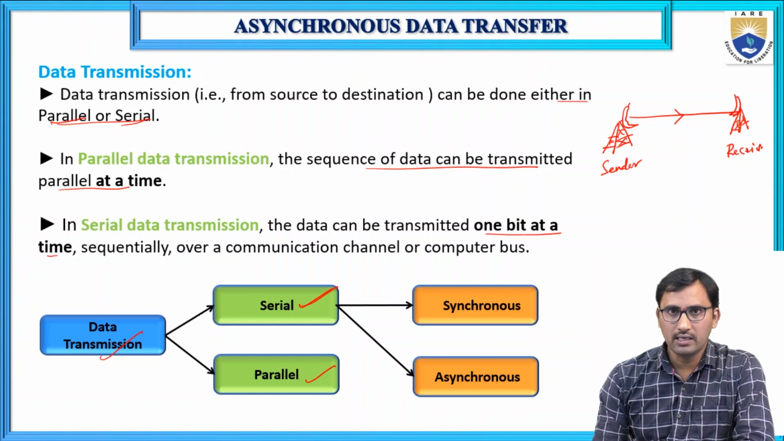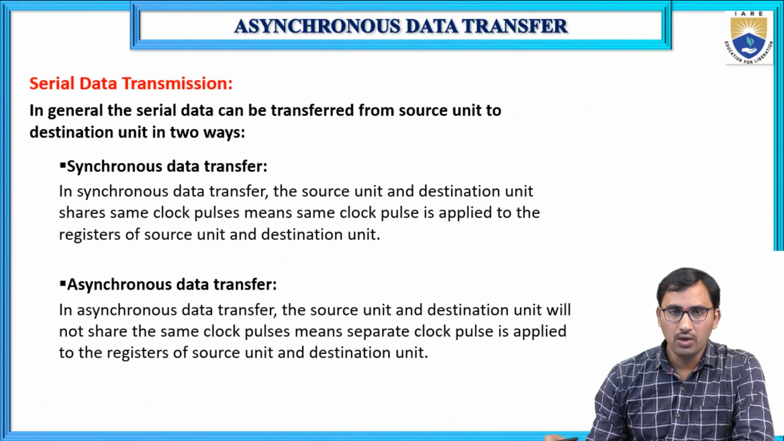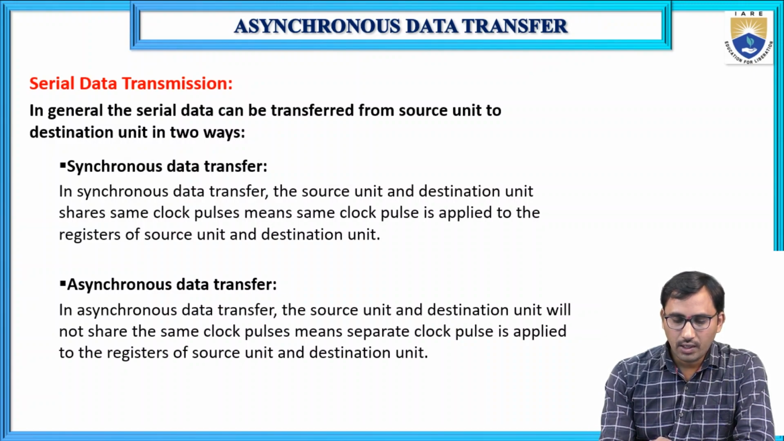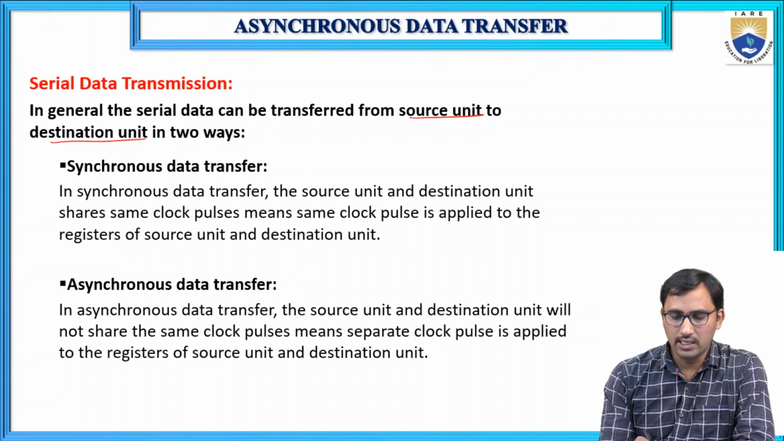And in serial data transmission, again we have two types. First one is synchronous data transmission, and another one is asynchronous data transmission. So let's see what is synchronous data transmission and what is asynchronous data transmission. In general, the serial data can be transferred from source unit to the destination unit in two ways. So these are the two ways to transfer the data from the sender to the receiver, or from source unit to the destination unit.